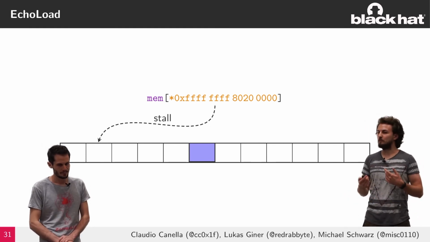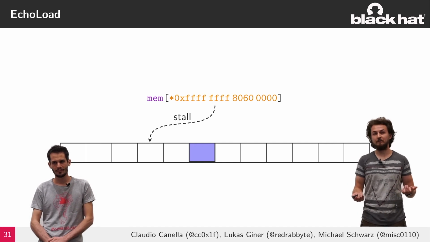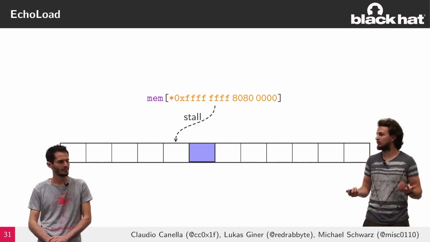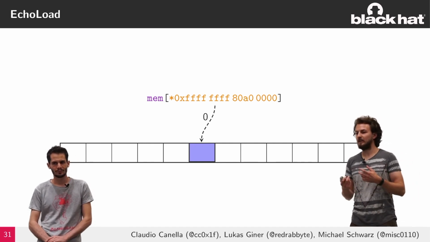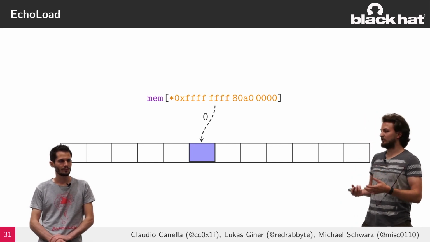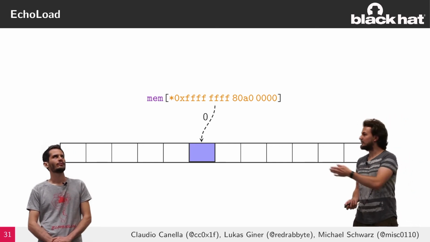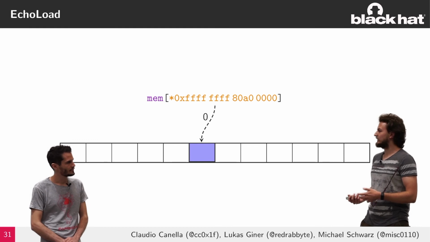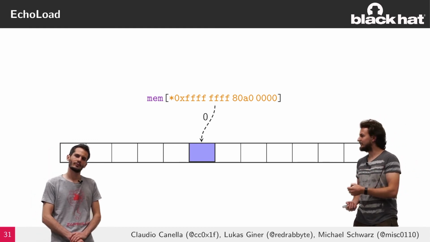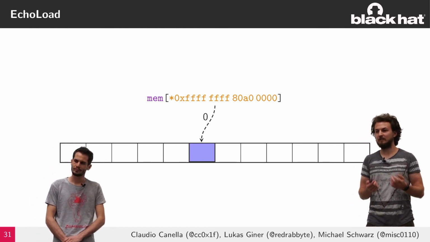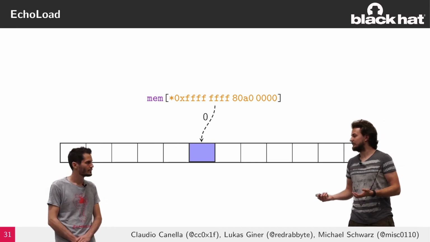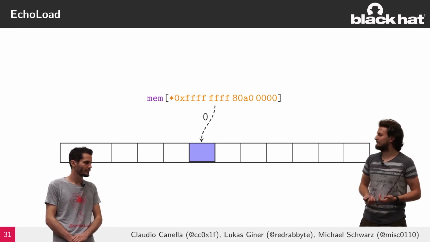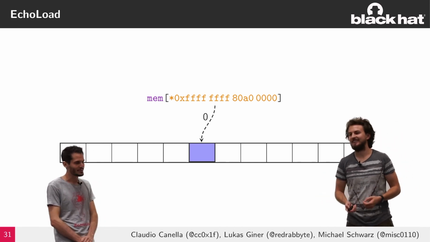I see. So we can change this kernel address and we always stall. But at one point, we get to the location where the kernel is actually placed, and now we see the effect that these mitigations have, because now we have a faulting load and we get a 0 back. So we know now where the kernel is placed. Nice, right? That's pretty cool.